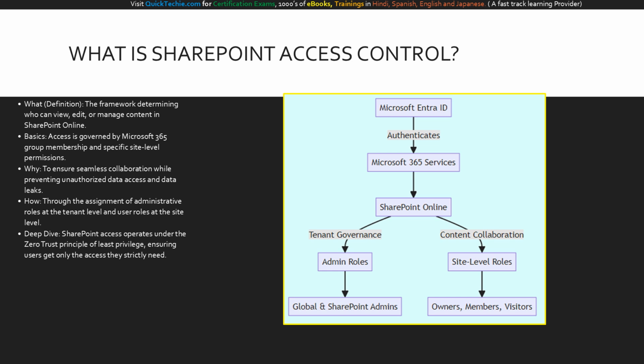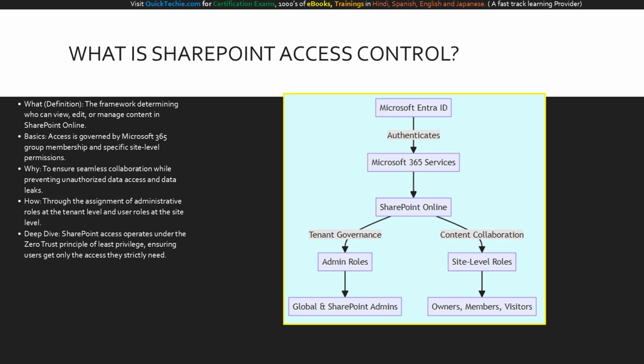The basics of access control here dictate that user access is primarily governed by Microsoft 365 group membership and granular site-level permissions. But why do we care so much about this? Because without properly configured permissions, you risk massive data exposure. A robust permission model ensures that users can access and share content securely.